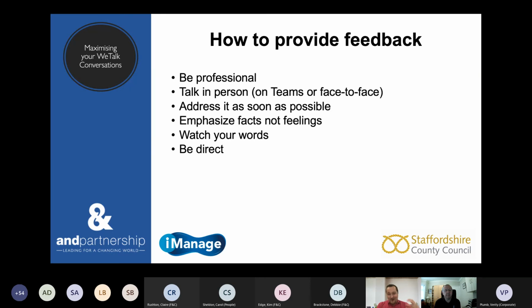Facts, not feelings. You may well have really strong feelings and emotions around giving feedback, but you've got to emphasize the facts. Really be careful about the language as well that you're using. You know, there's some real negative language. There can be sugarcoating things. There can be wishy-washy language as well, that really masks things.